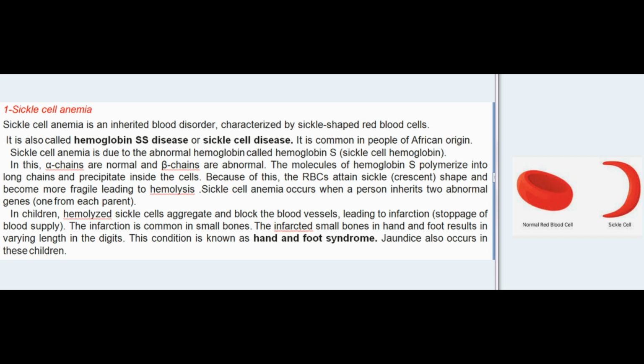In children, hemolyzed sickle cells aggregate and block the blood vessels, leading to infarction, stoppage of blood supply. The infarction is common in small bones. The infarcted small bones in hand and foot result in varying length in the digits. This condition is known as hand and foot syndrome. Jaundice also occurs in these children.